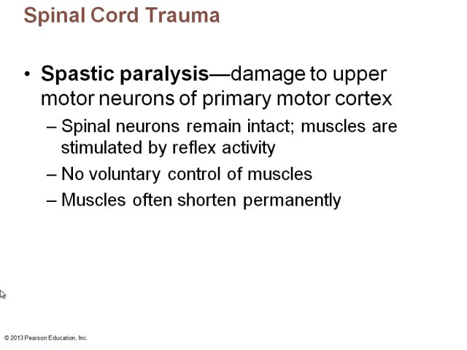Spastic paralysis, damage to the upper motor neurons of the primary motor cortex. So spinal neurons remain intact, but we're talking about the upper regions. Problems with voluntary control of muscles, and muscles often shorten permanently. Anybody ever work in a nursing home with a patient who has this type of paralysis? Try to unbend those people. It's impossible.